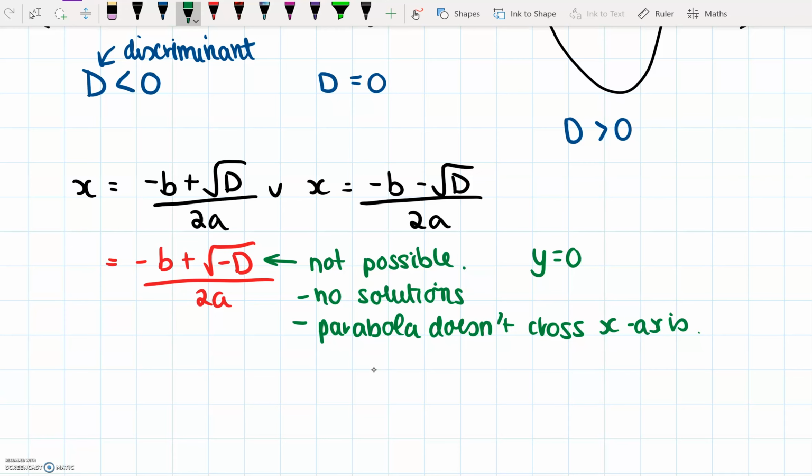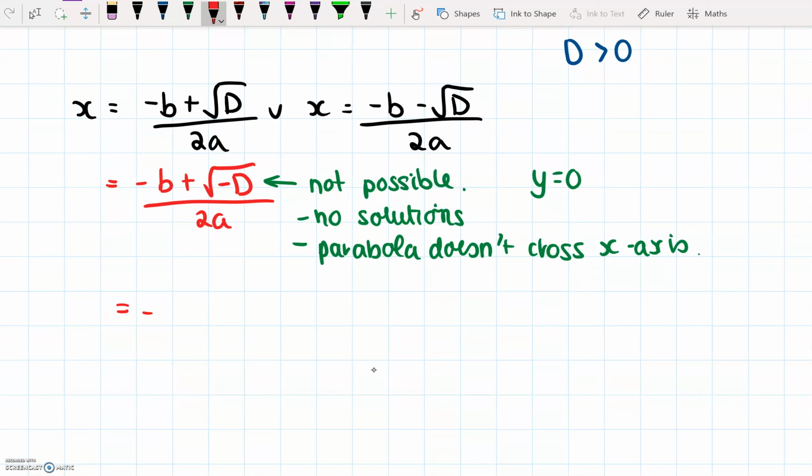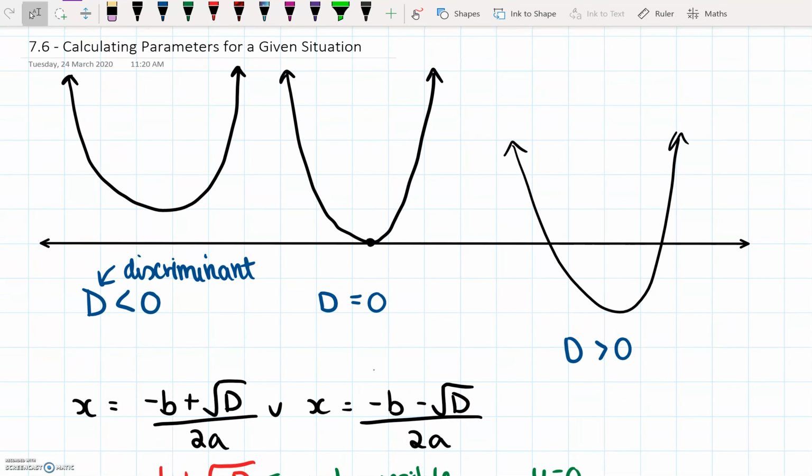If we have a situation where d is equal to 0, then we get x is equal to negative b plus the square root of 0 over 2a. The square root of 0 is 0, which means that we only get one solution to this. In the third case, if we have a positive number, that means that we will get both a positive and a negative answer to the square root. So we will get the plus the square root of d, we will also get minus the square root of d, and that gives us 2 solutions.